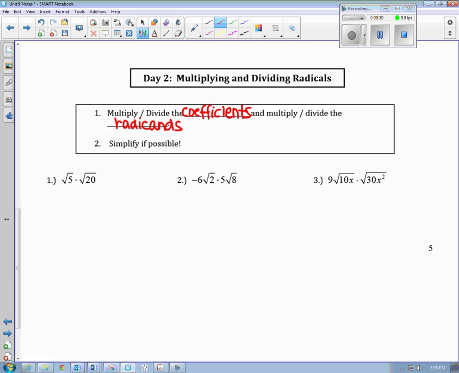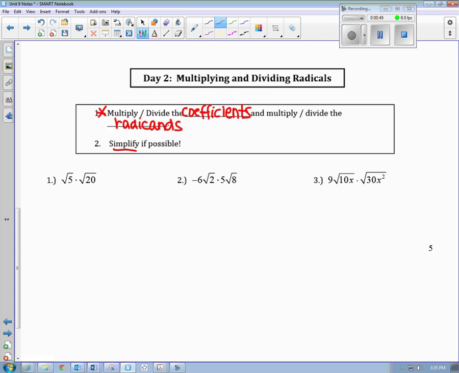In this case, a little bit different than adding and subtracting, we do the operation first, and then we simplify at the end. So before, when we were doing adding and subtracting, we simplified first. And this is the complete opposite, so you have to make sure you get your rules straight.